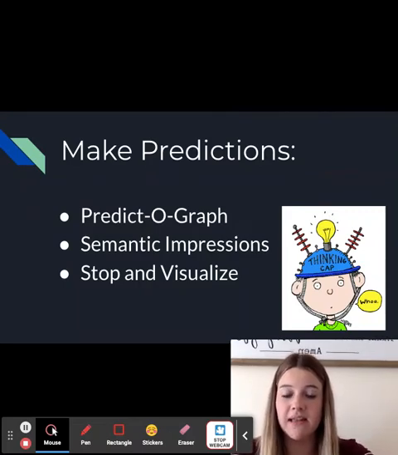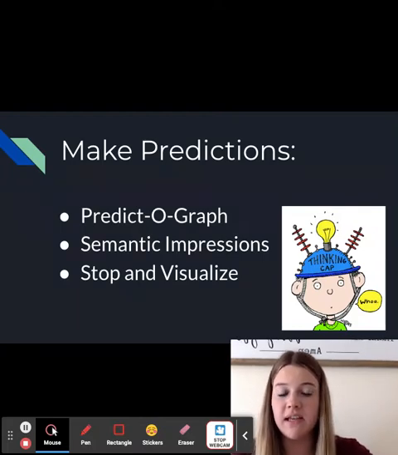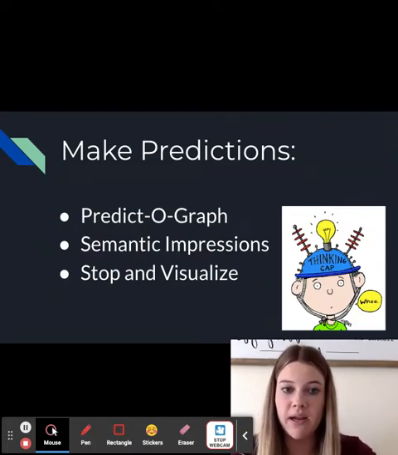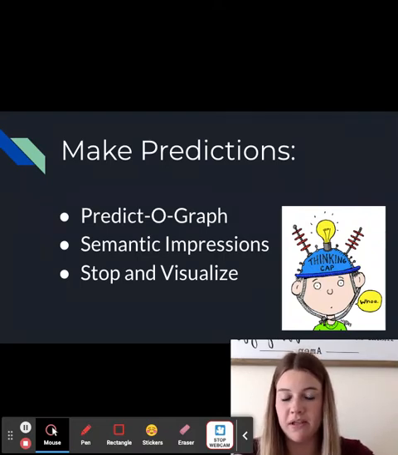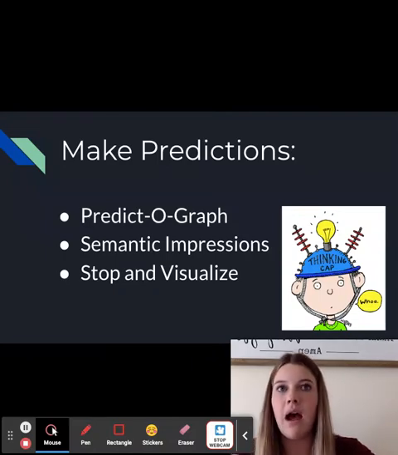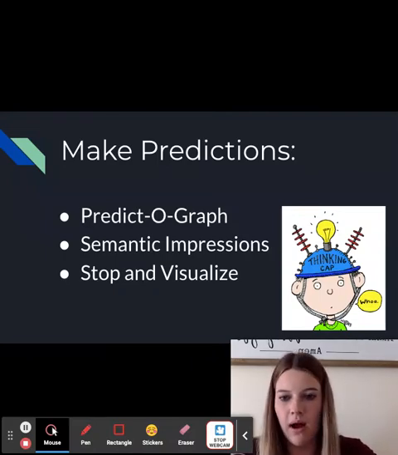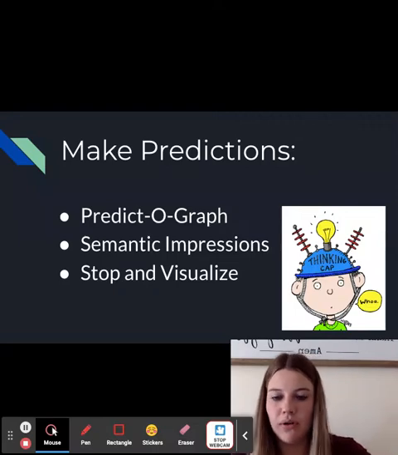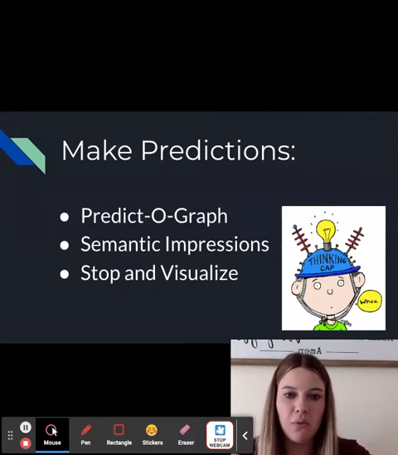Semantic impressions, that's when you give students a list of keywords or phrases that represent the story, and then you ask them to review the list and then make a prediction based on what they think the story is about. So if I'm reading Harry Potter, I might have like wizard, wand, school, Hogwarts, and then I'm going to have them predict what they think that the story would be about.